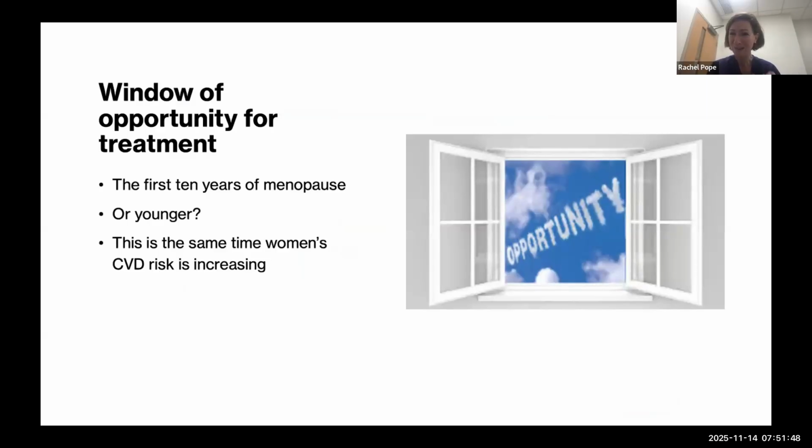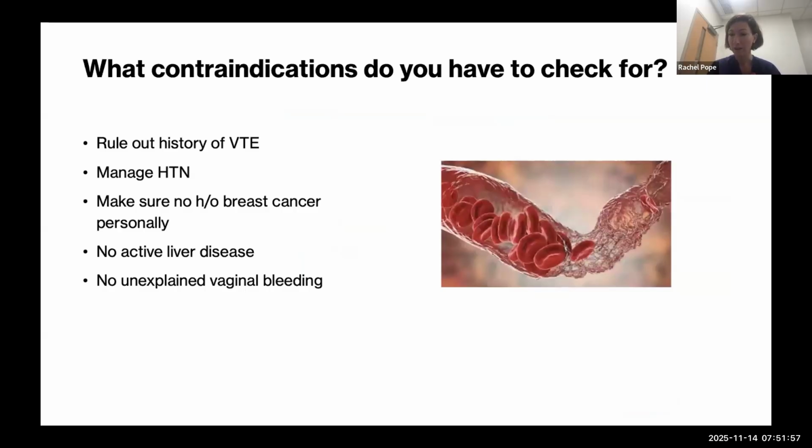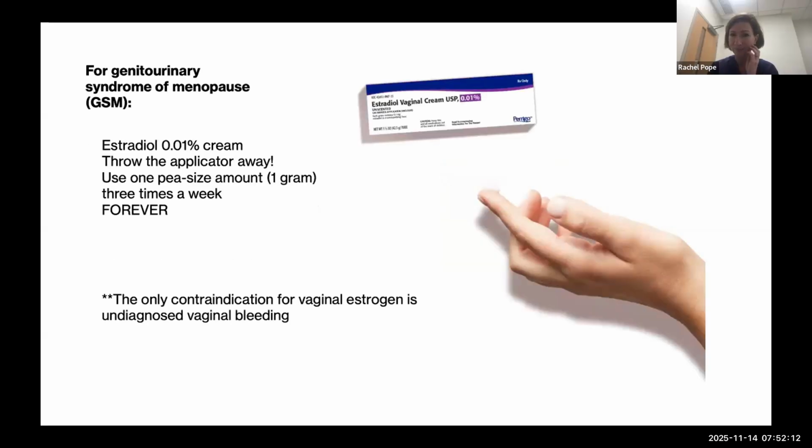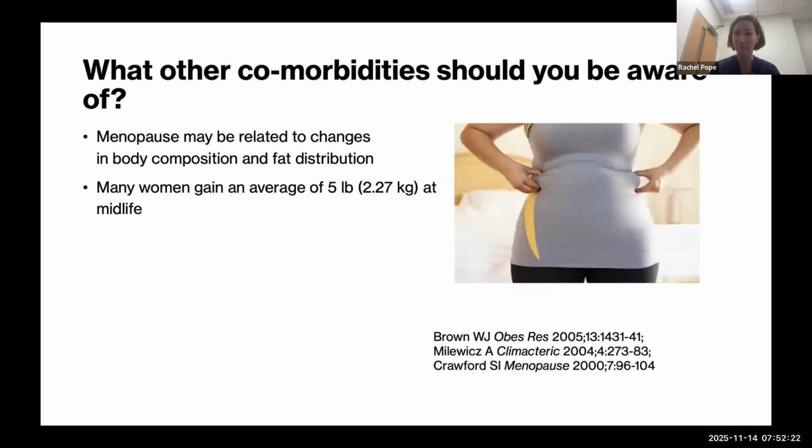But to get into the meat of the topic today, we also want to talk about cardiovascular disease. This is also a time when cardiovascular disease risk is increasing for women. So there are contraindications to hormonal therapy. Just to close that out, you have to make sure there's no history of VTE. Manage hypertension, but it's not a contraindication. Make sure there's no personal history of breast cancer, no active liver disease, or unexplained vaginal bleeding. Vaginal estrogen can be used anytime. So if you have a woman who's beyond that 10-year window and she's suffering from genitourinary syndrome of menopause, she could still have vaginal estrogen.